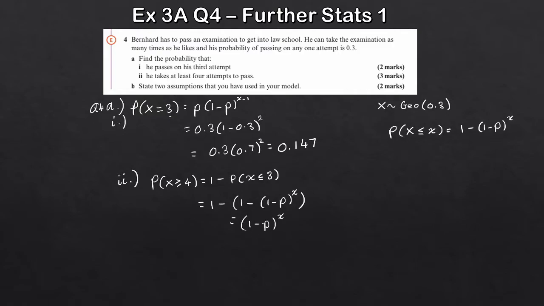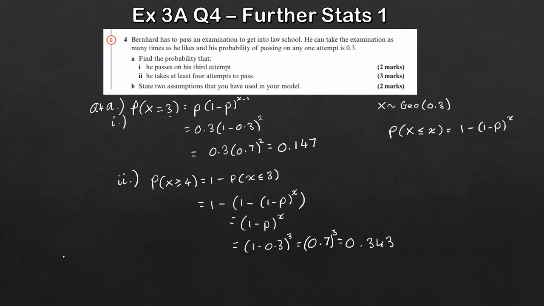We know p is 0.3, so what we can do now is just sub in our values. This is just going to be 1 minus my p, which is 0.3, to the power of x, which is going to be 3 in this case, because we're doing it less than or equal to 3. So that's going to be 0.7 cubed. If you put that on your calculator, what you'll get is 0.343. So that's the probability that it takes at least 4 attempts to pass.